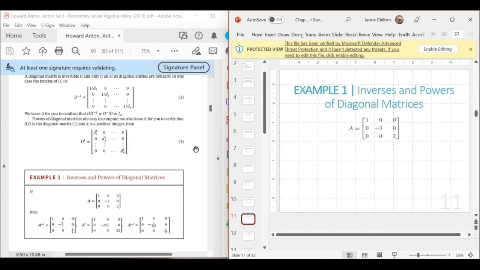Okay, so inverses and powers of diagonal matrices. Let's practice that. What do we know about A? It's a square matrix. It's invertible. So now we can immediately find the inverse, right? How do we find the inverse? It's the reciprocal of each original entry in the matrix A. So 1 over 1, 1 over -3, 1 over 2. Okay, what else can we do? You can raise it to a power now.